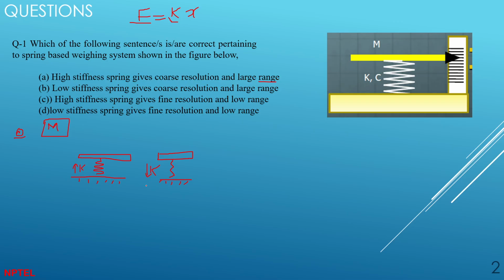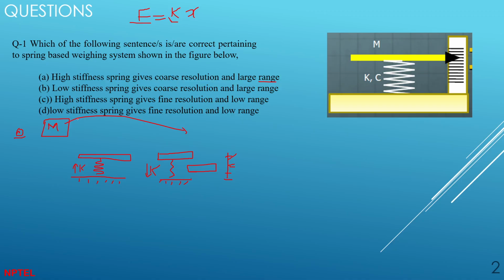And this is a low stiffness spring. If you put a smaller mass here, it will deflect up till this point. If you put a bigger mass here, it will deflect more, but the capacity will be over, because the scale itself is not long enough. So if you put a small mass, it deflects up till here, and if you put a higher mass, it also deflects like that. So there is some kind of range.